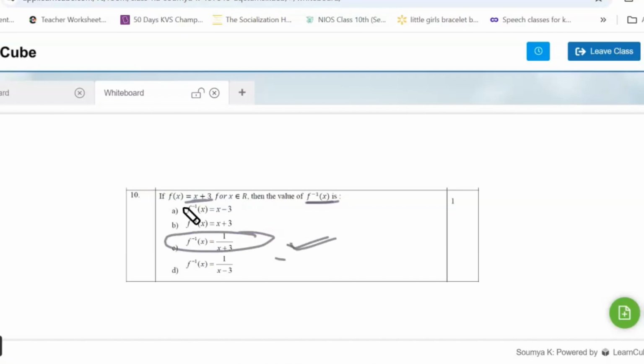So hope you understood the first 10 questions of your sample paper. All are for 1 mark. So try to find out from the options which is the easier question and which takes less time to do.